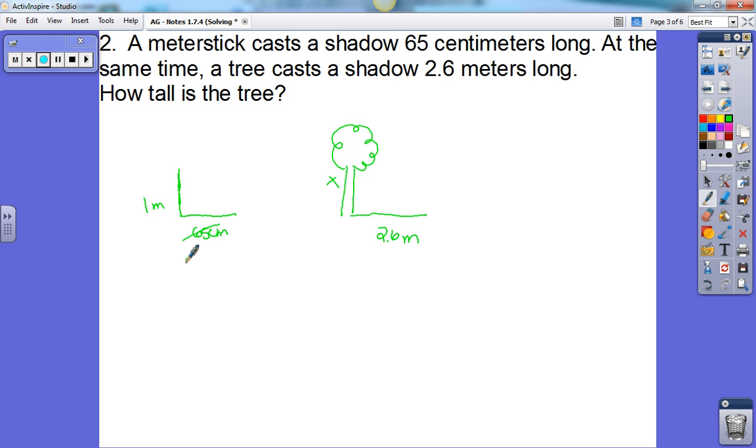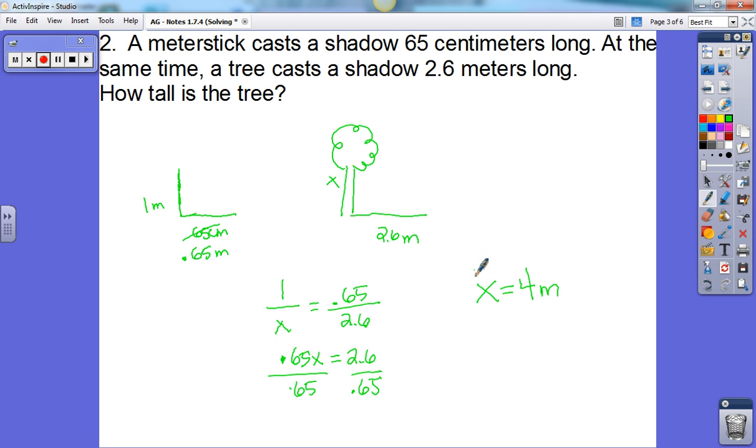So that's what I'm looking for. Here, I'm going to divide this by 100 because in every meter there are 100 centimeters, and we want all of our units to be the same. So I'm going to set up my proportion. I've got 1 over x equals 0.65 over 2.6. Cross multiply, 0.65x equals 2.6 times 1, and then I'm going to divide by 0.65. So 2.6 divided by 0.65, and I get 4. So the tree is 4 meters tall.